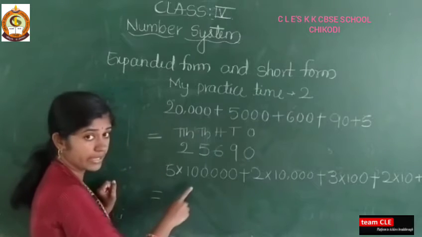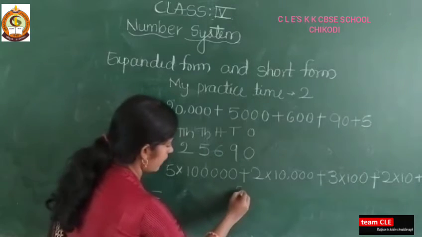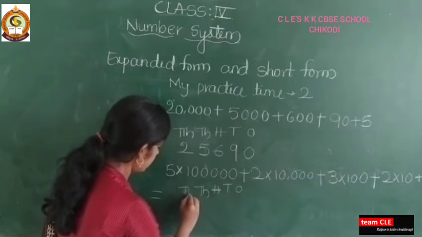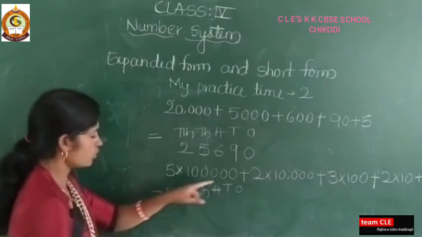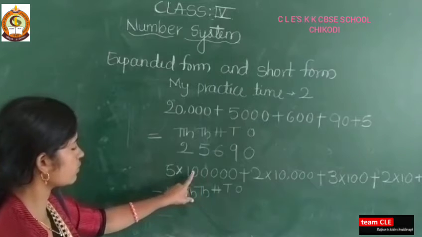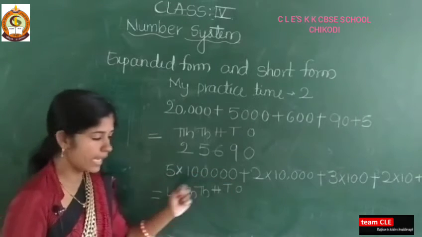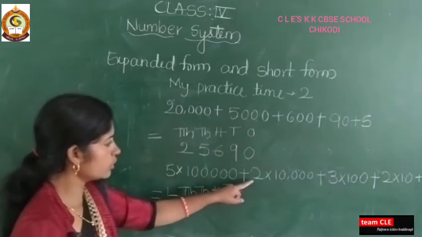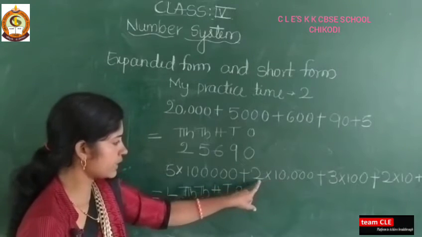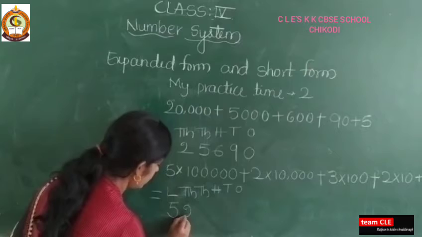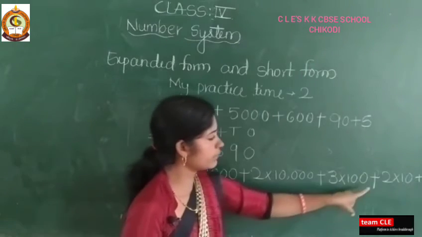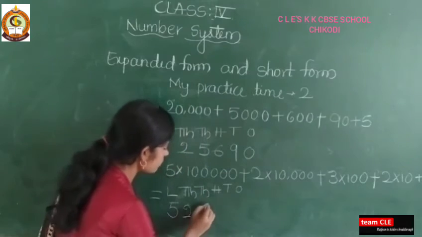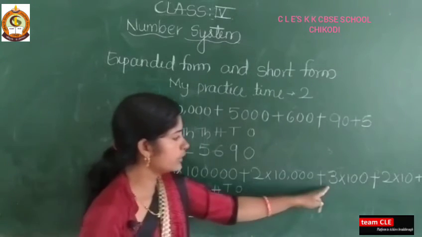Up to lakh I have to write, because here lakh place is there. Ones, tens, hundreds, thousands, 10,000s, lakh. So 5 is there in lakh place, means right here 5. 2 is there in 10,000 place, means right here 2. See here, 1000 place is not there. So not there means in that case you have to put here 0.